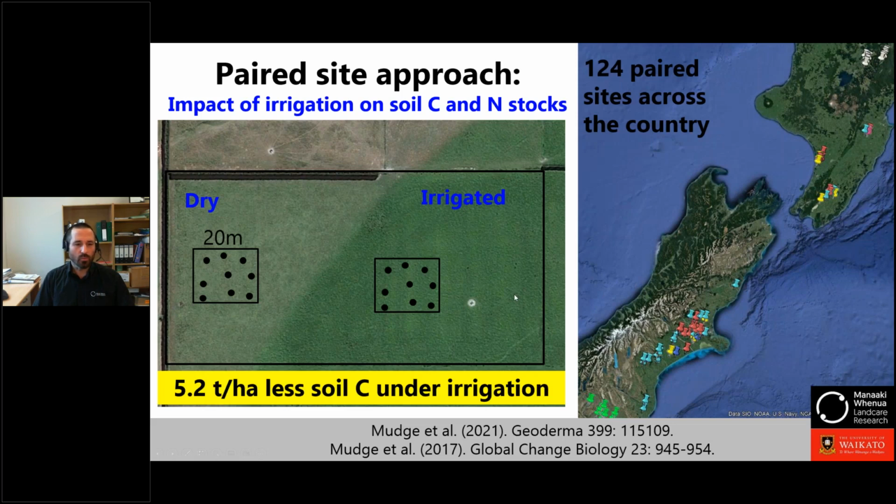The interesting thing was that on average across all of those sites, there was 5 tonnes less soil carbon under the irrigated than the adjacent unirrigated pastures. And there are a couple of papers that we've published on those.